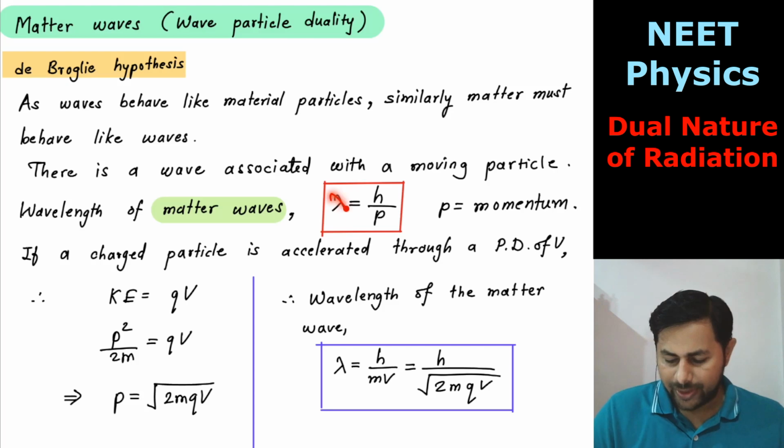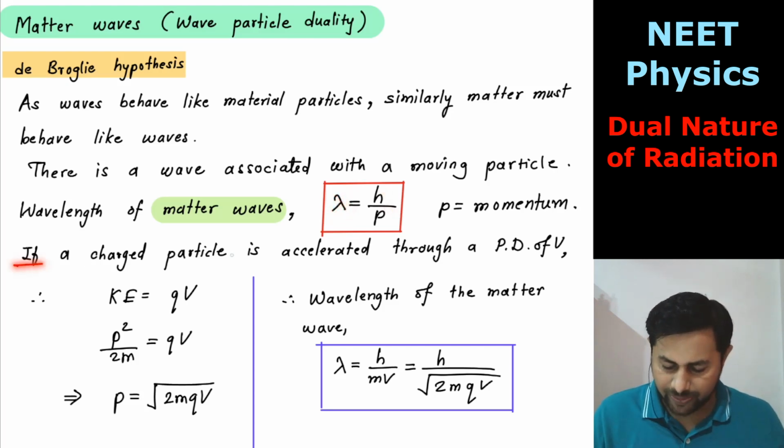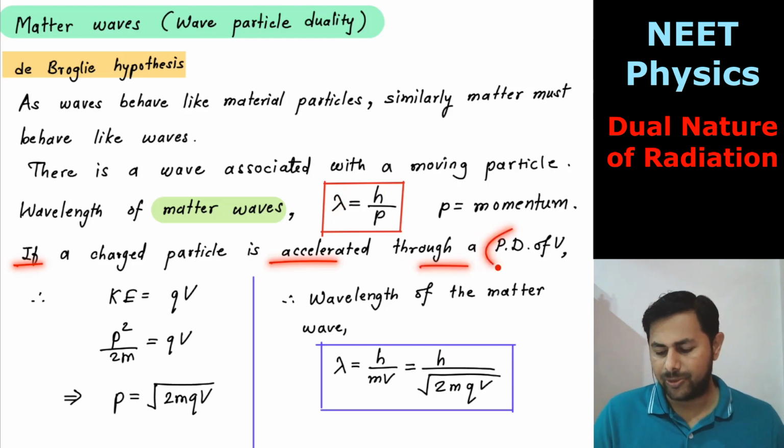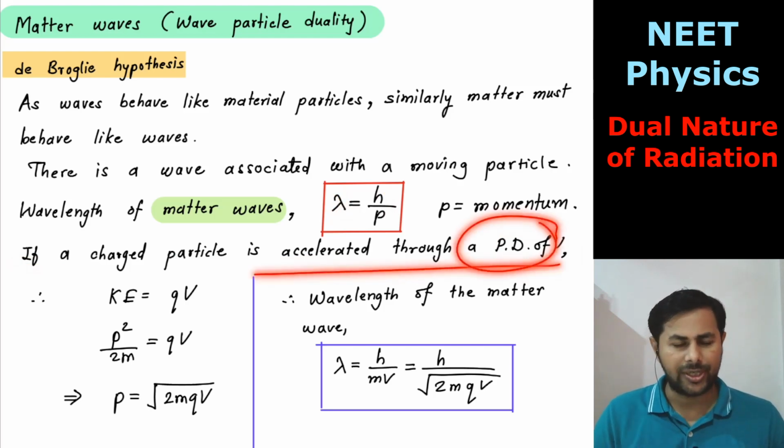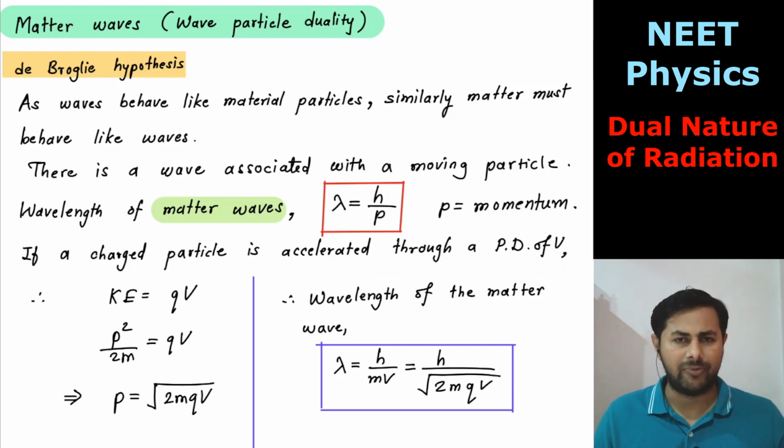Alright, so we have lambda equals h by p. Next, if a charged particle is accelerated through a potential difference of v, then what would be its wavelength? What would be the wavelength of the matter wave of that particle?